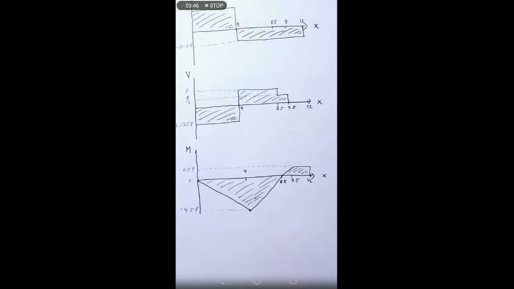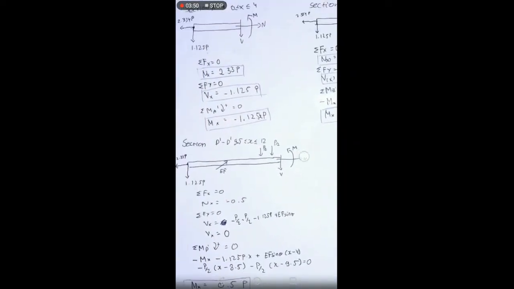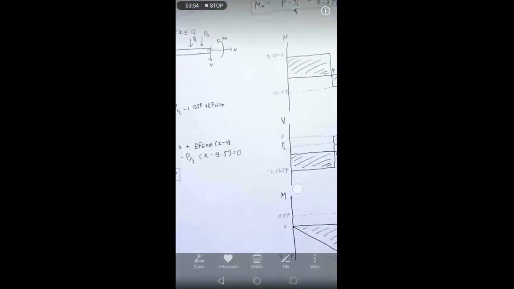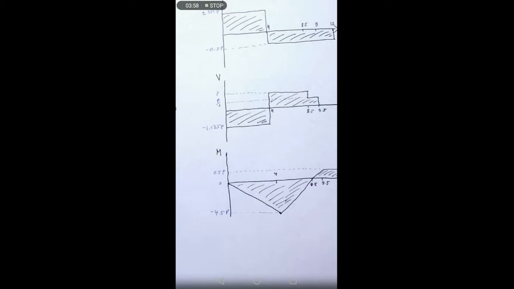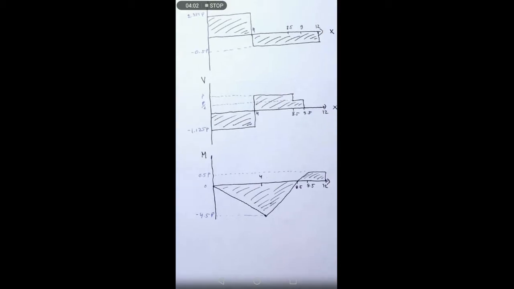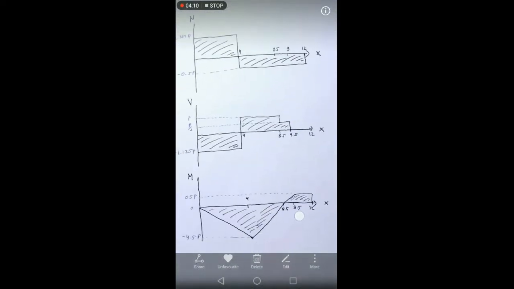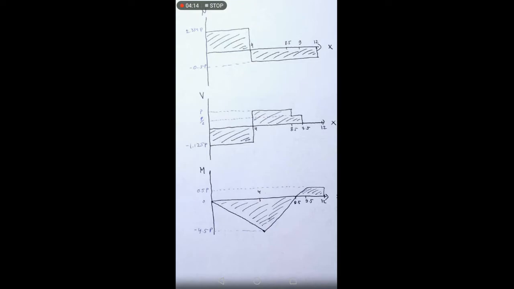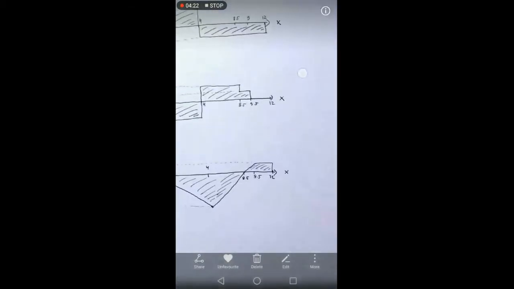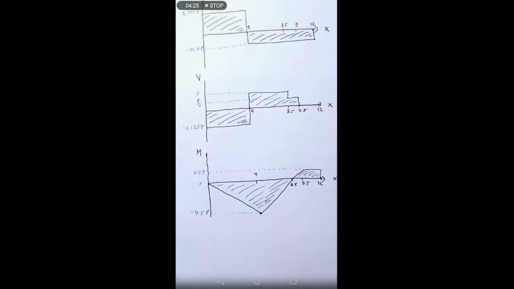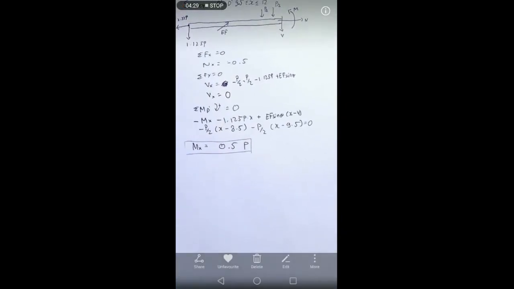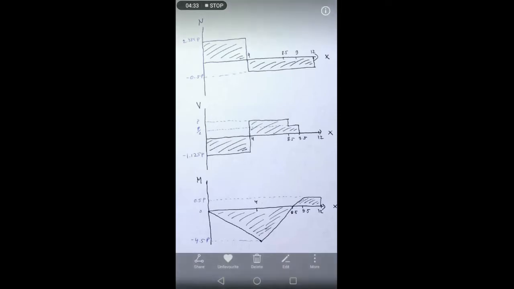From 0 to 4 meters there is a linear equation with respect to x, reaching a maximum of negative 4.5P at 4 meters. From 4 to 8.5 is another linear equation with respect to x, which is this one. It reaches 0 at 8.5. From 8.5 to 9.5, another linear equation with a maximum of 0.5P, this one. From 9.5 to 12, it is a constant 0.5P, this one. These are the three internal force diagrams we obtained for the bar BFG.